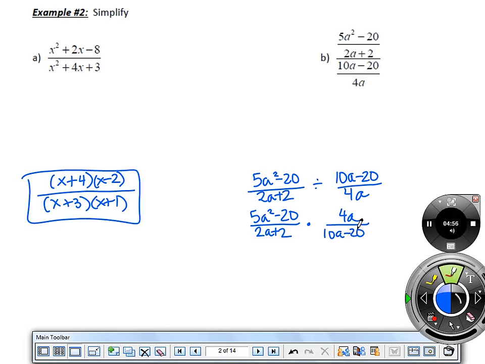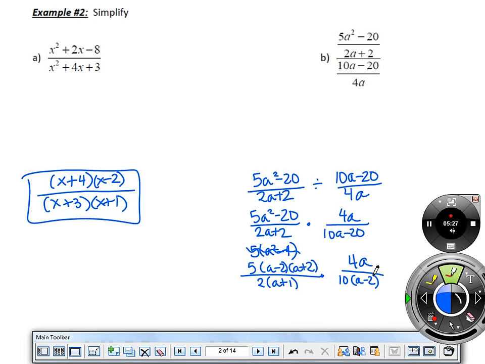And then in order to cancel anything, I need to see factors. I cannot just cancel terms of a factor. So in the first numerator, I can take out a 5, and I'll have a squared minus 4. That then factors further. So I'm going to write that as 5 times a minus 2 times a plus 2. And in the denominator, 2 times a plus 1. 4 times a is already factored, and then I have 10 times a minus 2.